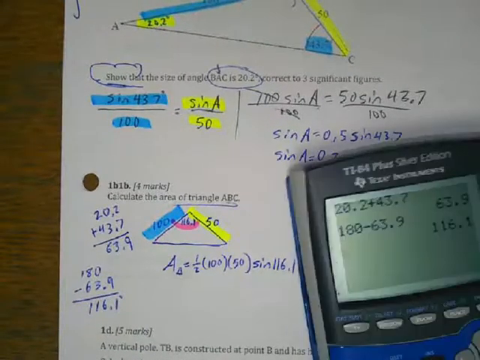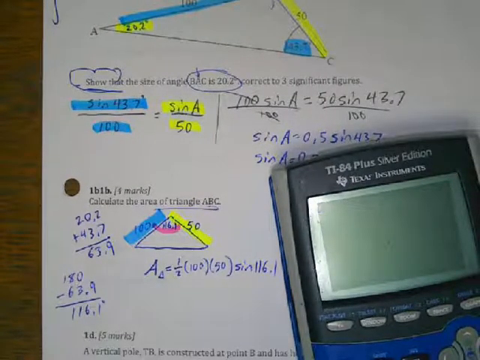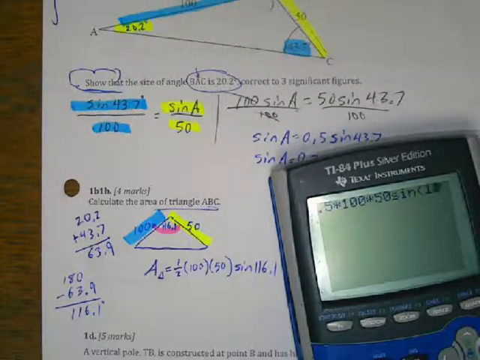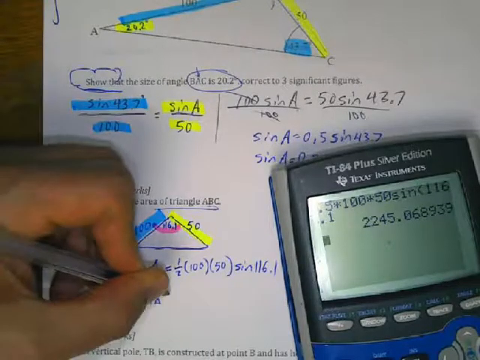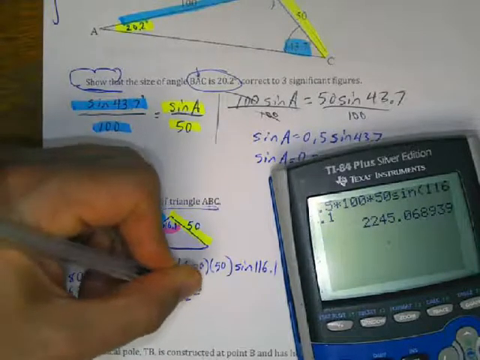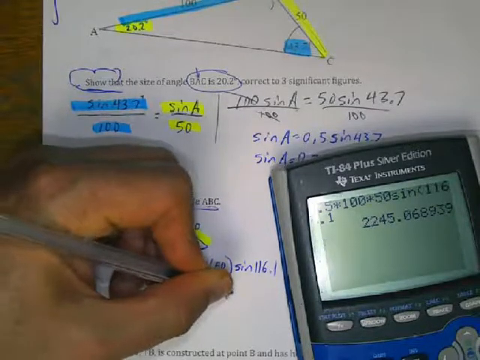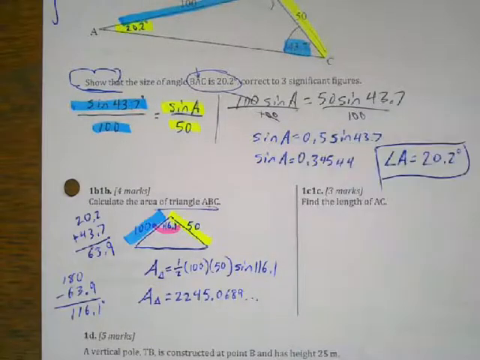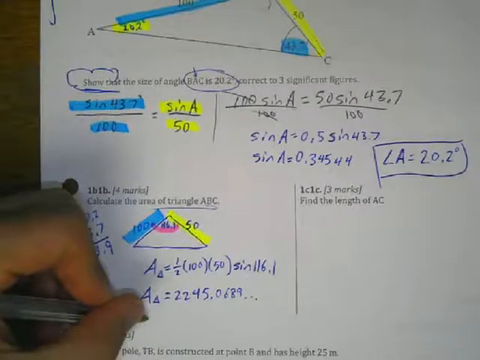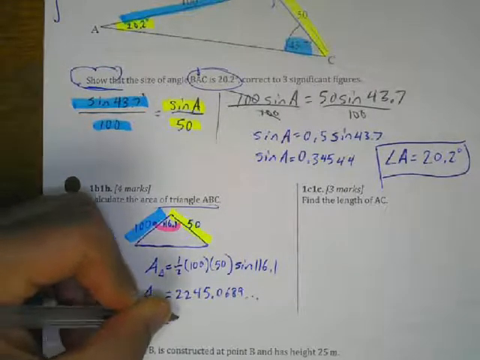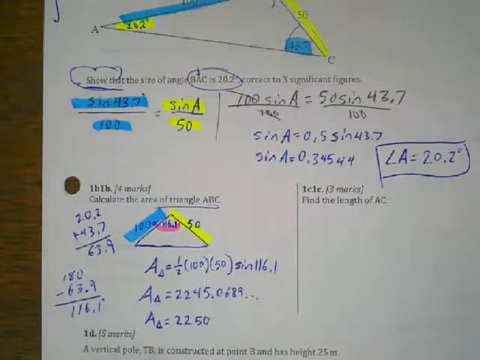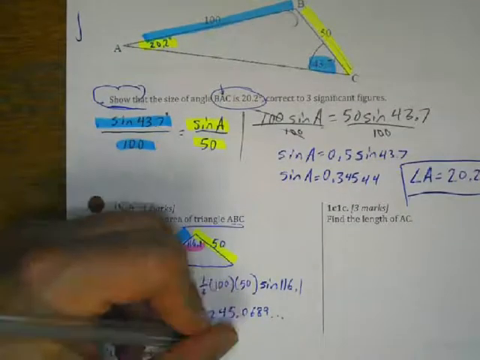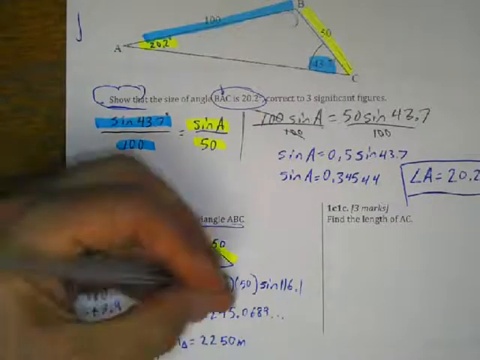So we get 0.5 times 100 times 50 sine 116.1, and then I hit enter, and we figure out that the area of the triangle is equal to 2245.0689... If I want to do it in 3 significant figures, the area of the triangle is 2250. And what are the units? Up here it says meters, so I'm going to put this in meters, and area is represented in meters squared.